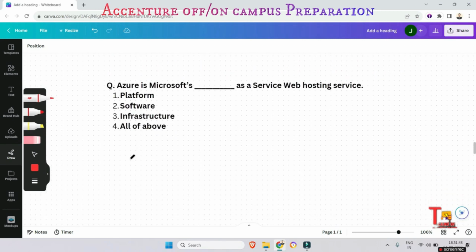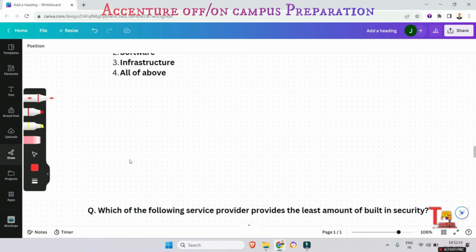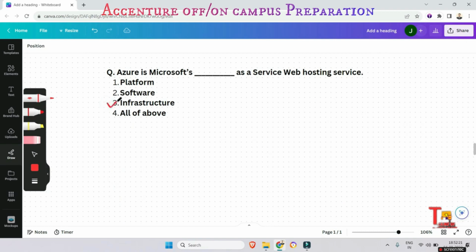The next question is, Azure is Microsoft's dash as a service: web hosting services, platform as a service, software as a service, or infrastructure as a service, or all of the above. What is the answer? Think about it and answer it. The answer will be infrastructure as a service, IaaS, right? Because actually, just for information, the Windows Azure platform is a competitor to Google's App Engine, right? Okay, let's go to the next question. Sorry, the answer will be platform as a service, right?